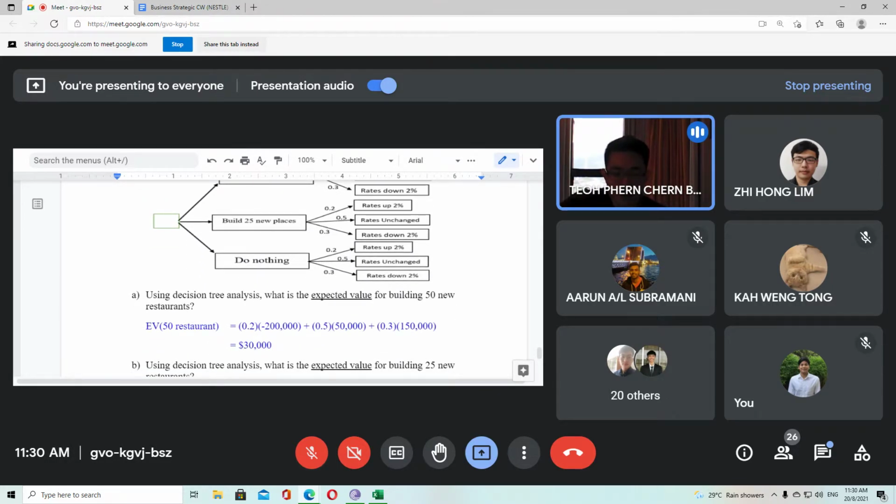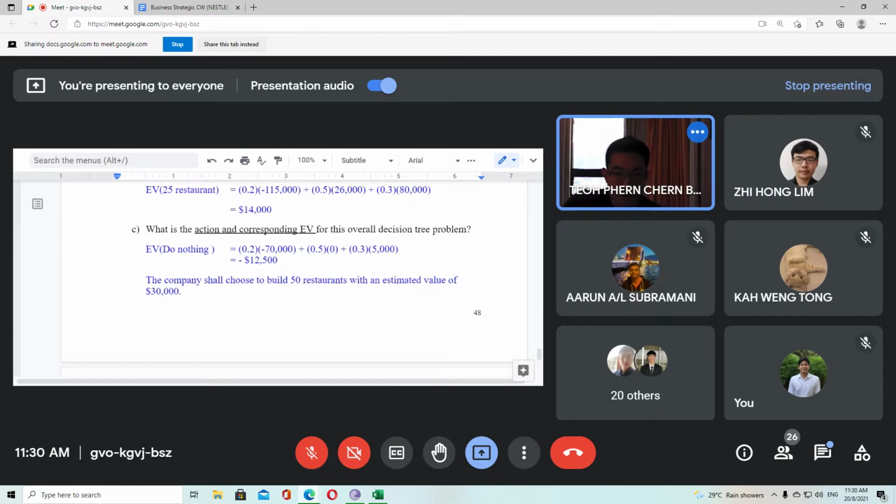Now the first question asks, what is the expected value of building 50? Then you must count 50. And then question B asks you, what is the value if you build 25, then you count 25. But question C never asks you to calculate anything, right? Let me go to question C. Question C asks you to determine what your decision is.